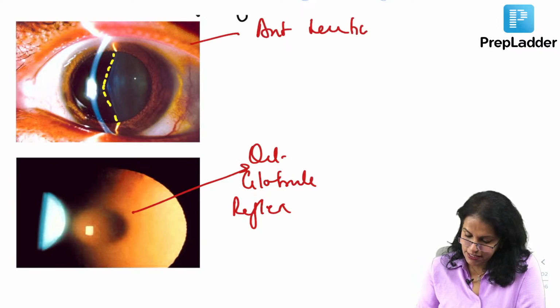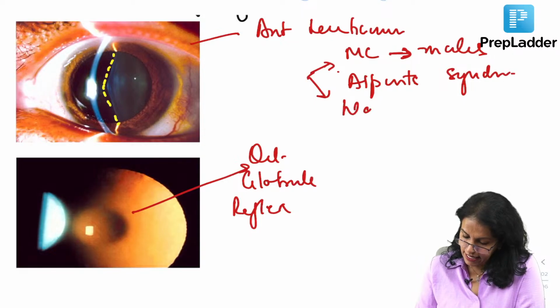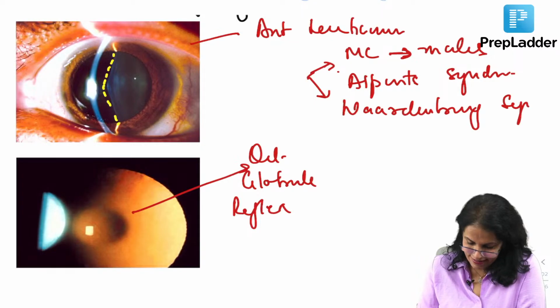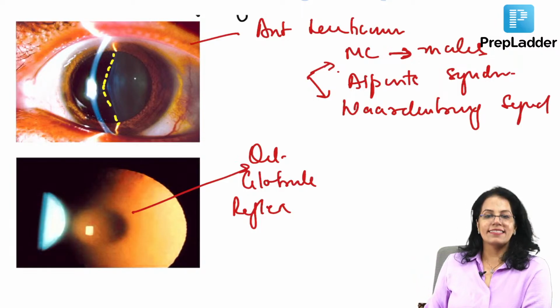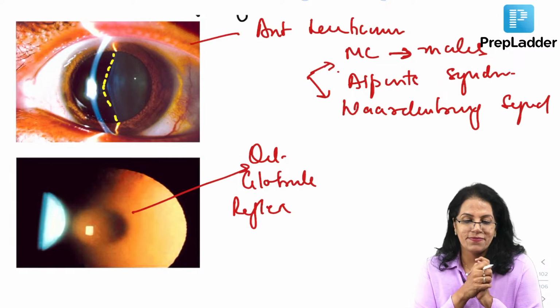What are the other questions they have asked you here? More common in males. And another one, that this is mainly seen in Alport syndrome. A for A, Alport syndrome is familial hemorrhagic nephritis. It is also seen in Waardenburg syndrome. Very good. So, we remember this, and posterior lenticonus, Lowe syndrome.